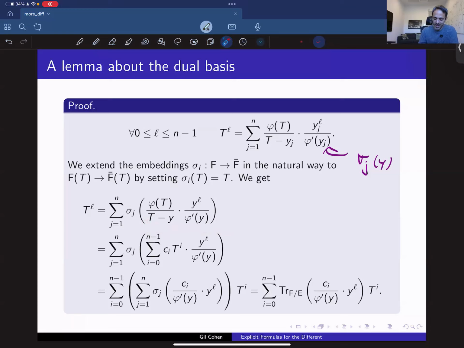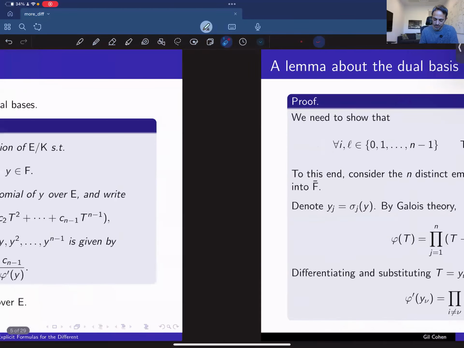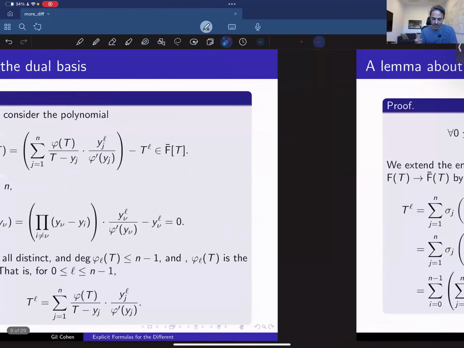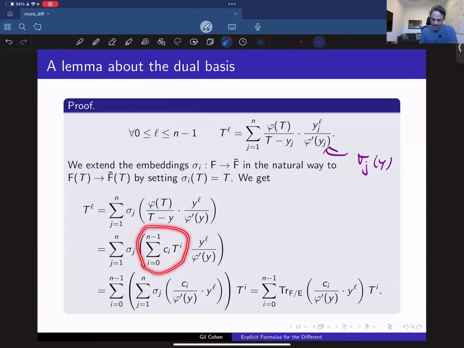And okay, so now let's get back to our CIs. Recall that phi t divided by t minus y is this thing, where the CIs appear. So I just wrote here those CIs. I know that, sum from 0 to n minus 1, and that I left at is. And now what I'm doing is switching the order of summations, so I'm summing over i's and then over j's. Yeah, and the t to the I is here.